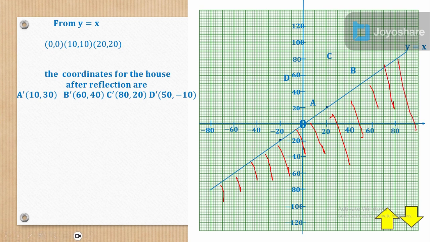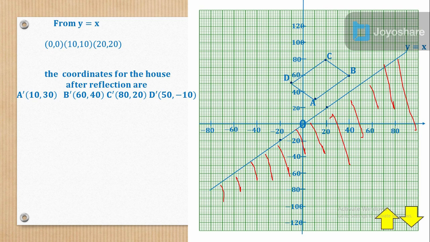So in so doing, what are you going to do? Now let's start plotting the coordinates. Coordinate A is 10, 30, and have it there. Coordinate B is 40, 60. We have it there. And coordinate C, we have it there. And coordinate D, we have it there. The next is joining the points.